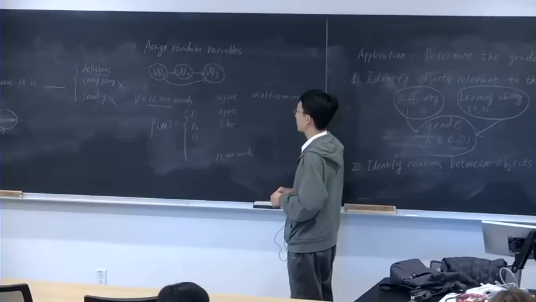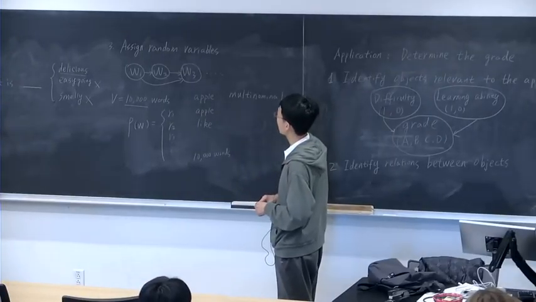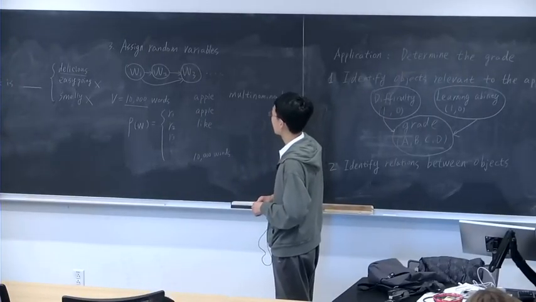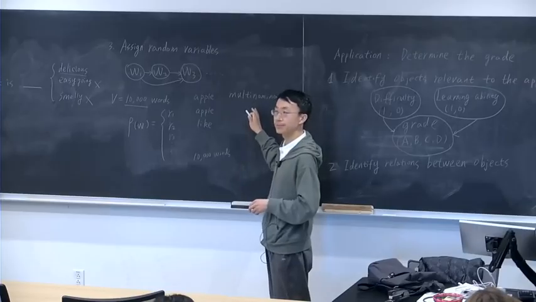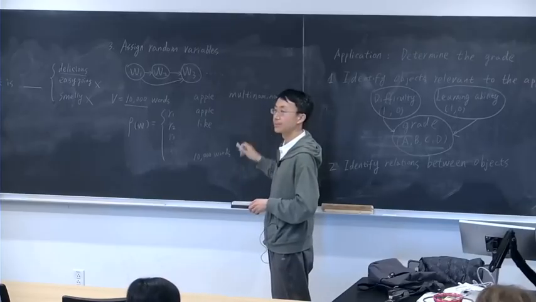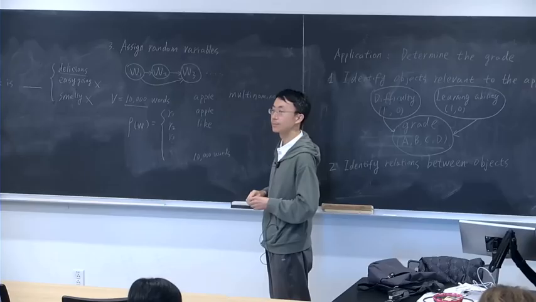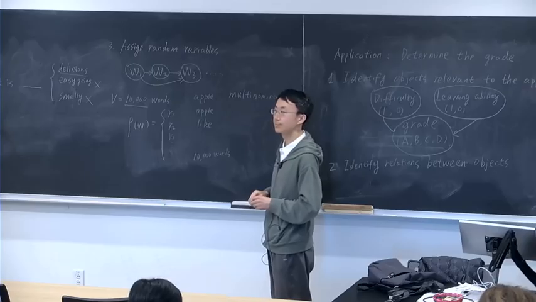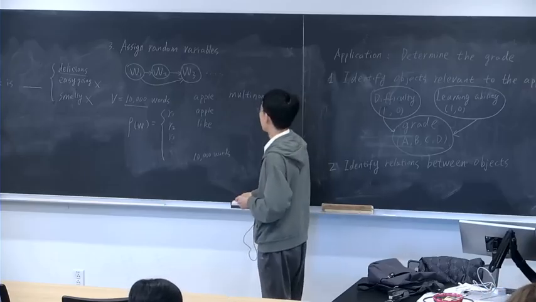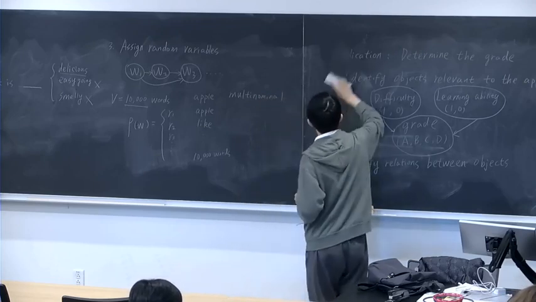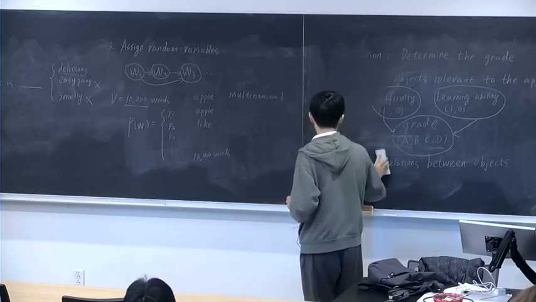Okay, so we are done with the assignment of random variables. Any questions in this step? All right, the next step, we are going to write down the joint distribution.